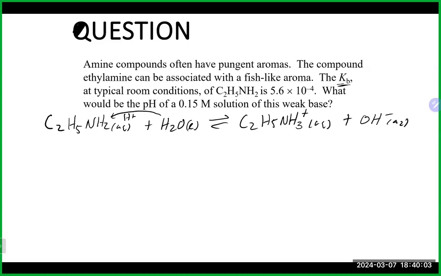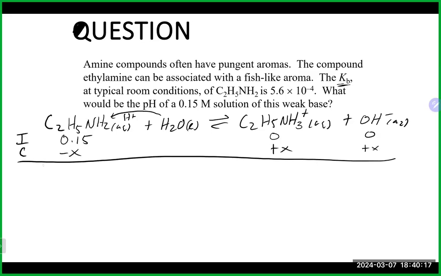Now we just want to approach this the same way. We're going to take our initial, which is 0.15, 0, and 0. Our change here will be minus x, plus x, and plus x. Our equilibrium here will be 0.15 minus x, x, and x. Why did I not do anything with water? Because it's not included in the equilibrium, right? So no sense putting extra stuff there that you might use incorrectly or not really need to use.